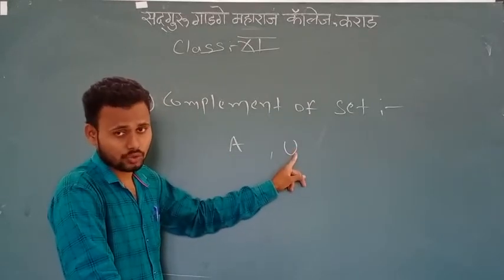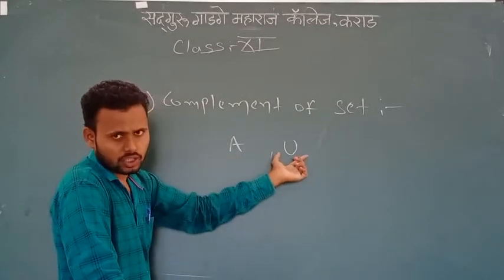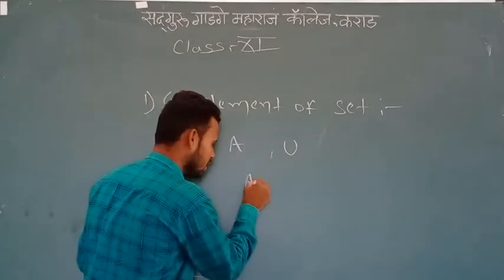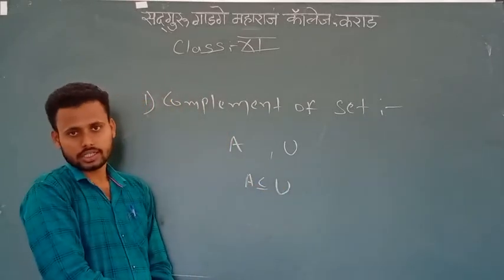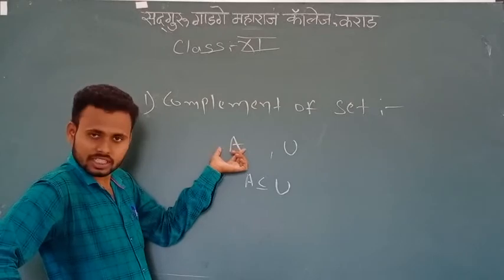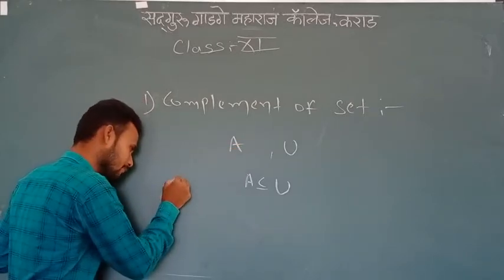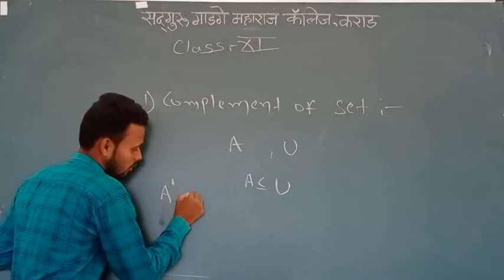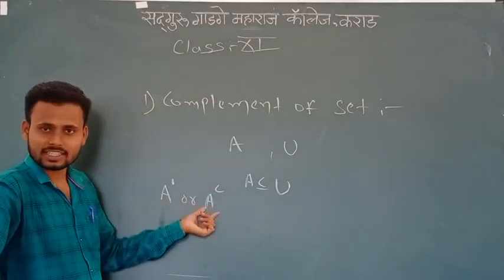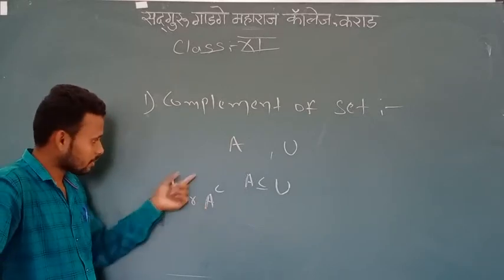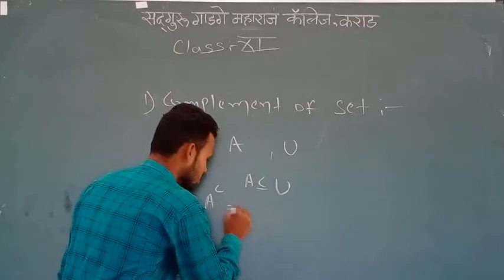Let U be the universal set and let A be any subset of universal set U. Then the complement of a set A is denoted by A dash or A^C, and it is the set.